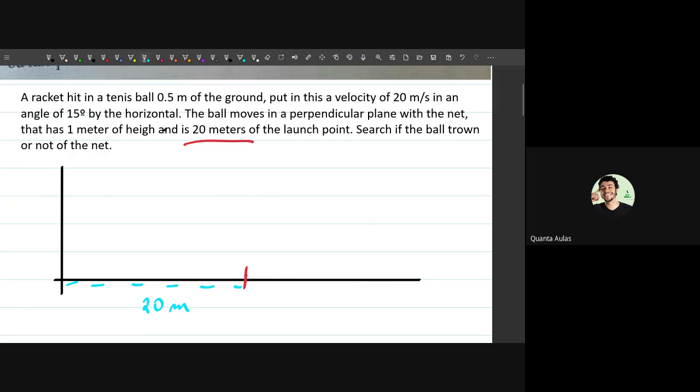The ball is launched 1 meter off the ground. So the motion starts something like that, I suppose. And this is 1 meter. The tennis ball is less than 1 meter.